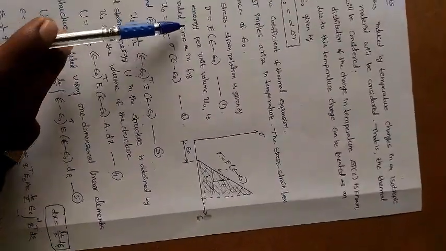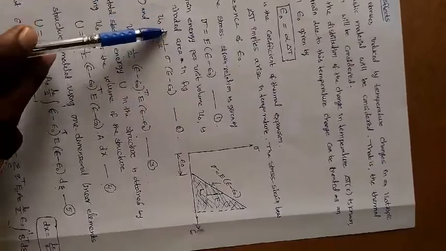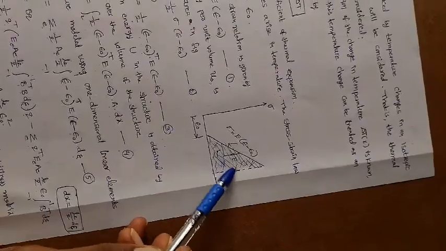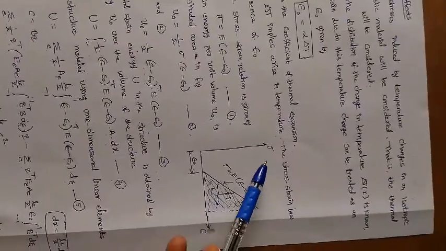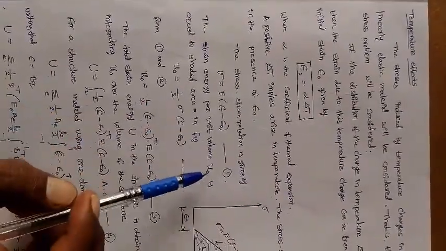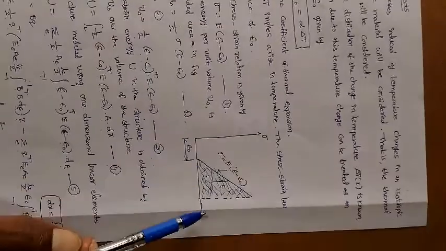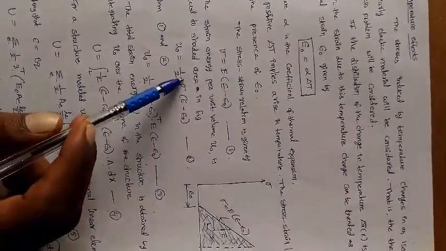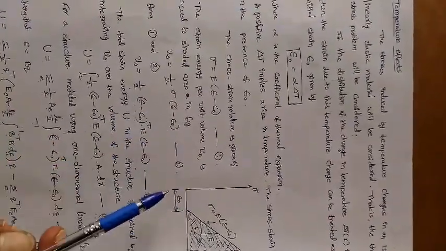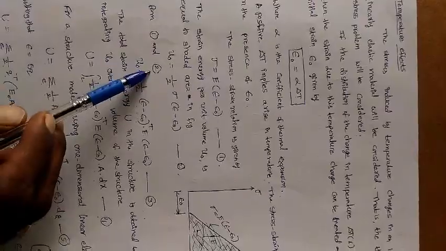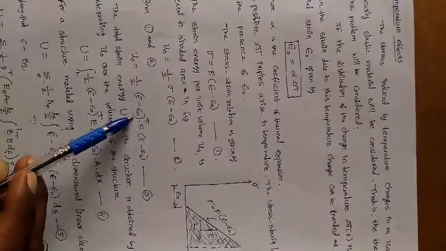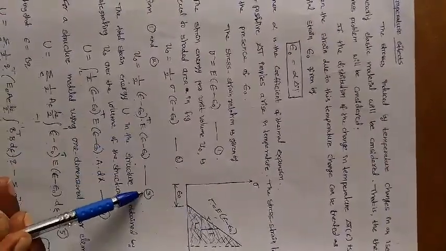Next, the strain energy per unit volume U naught is equal to the shaded area in the figure, with epsilon, sigma and epsilon naught. U naught is equal to half into sigma into epsilon minus epsilon naught. This is equation 2. From equations 1 and 2, U naught is equal to half into epsilon minus epsilon naught into E into epsilon minus epsilon naught. This is equation 3.